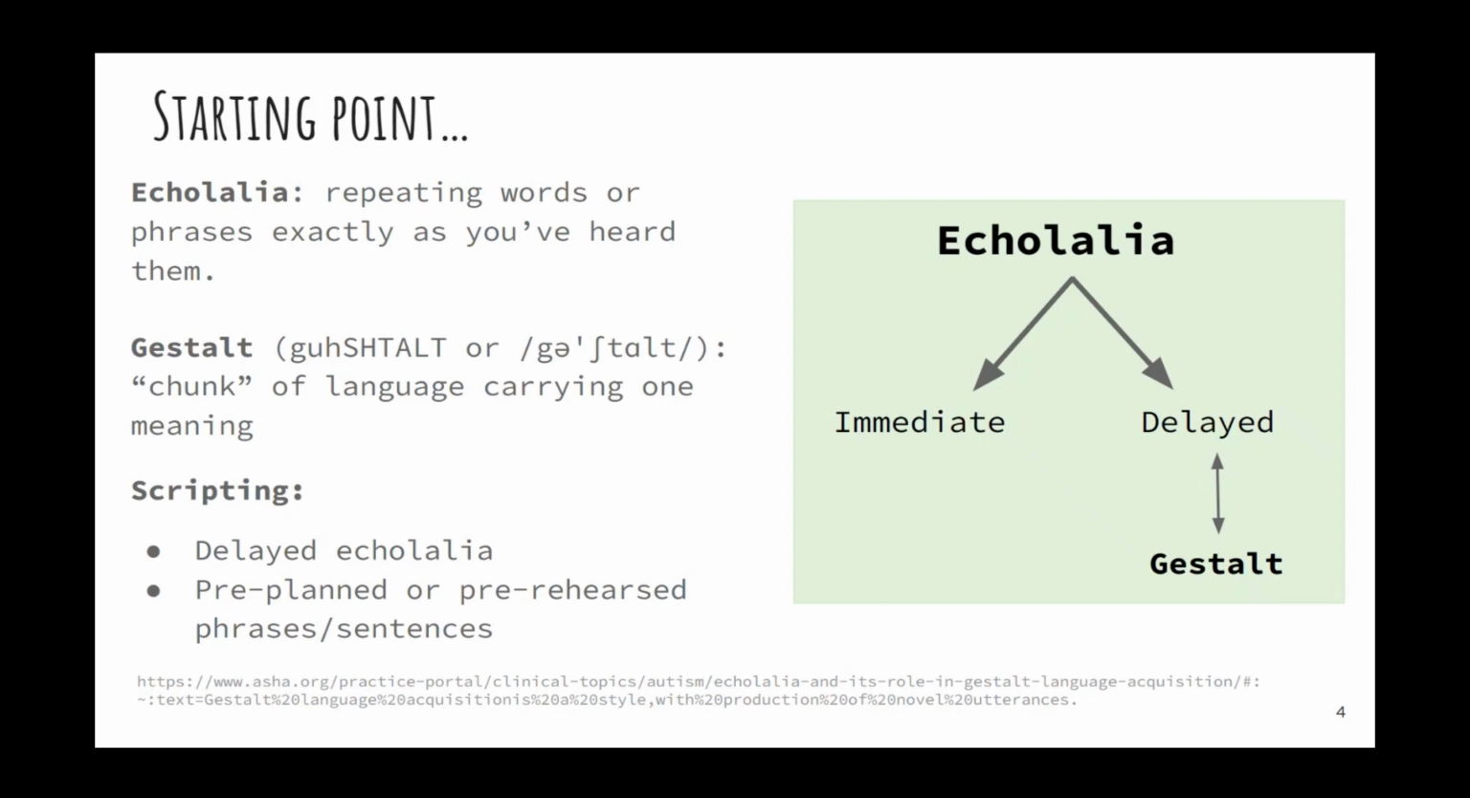Another key definition to know is scripting. So we can think of scripting as delayed echolalia, or you can think of it as pre-planned or pre-rehearsed phrases or sentences. So an example when you might use scripting is if you're memorizing answers for an interview. It's relevant here because there are a lot of accounts of autistic children using scripts from TV shows or movies, and we can think of it as a part of Gestalt language processing and a type of delayed echolalia.